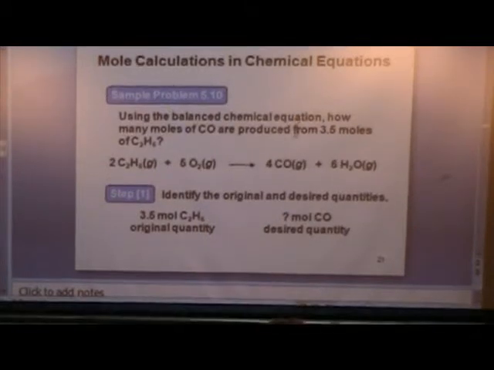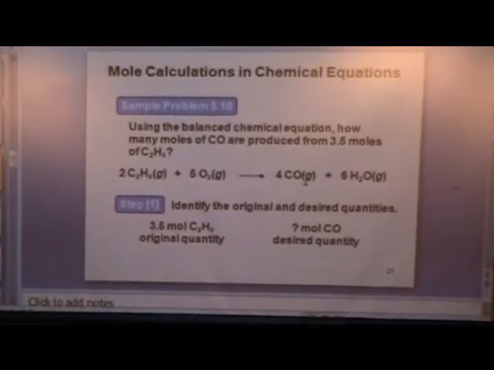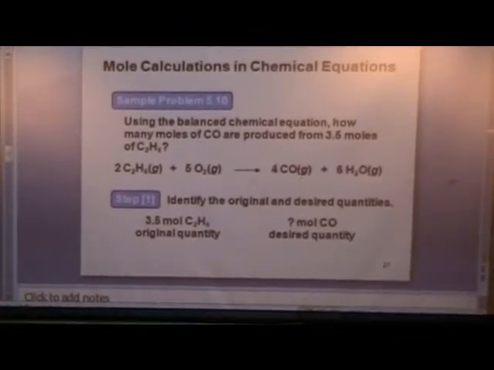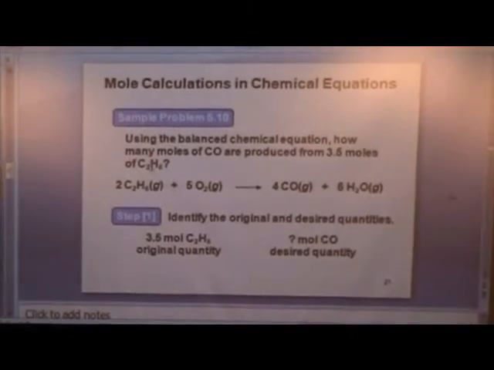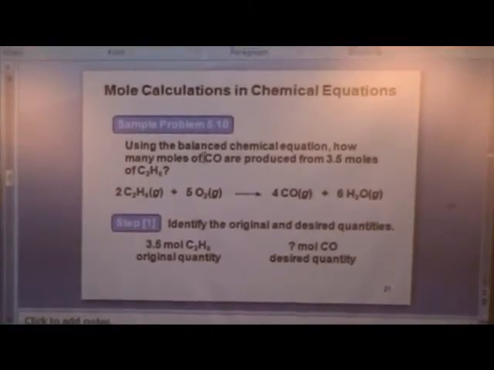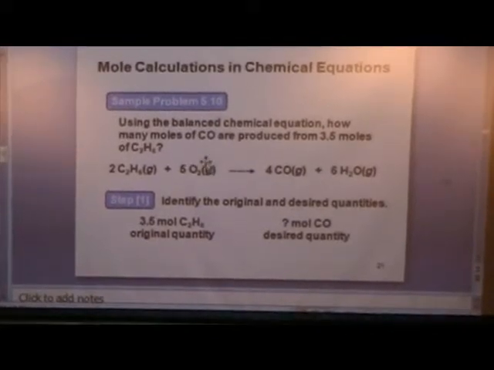Okay? Well, let's see some equations here. Using the balanced chemical equation, which is written here, the question is, how many moles of carbon monoxide are produced from 3.5 moles of C2H6?